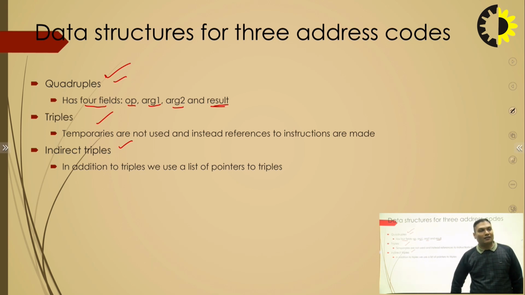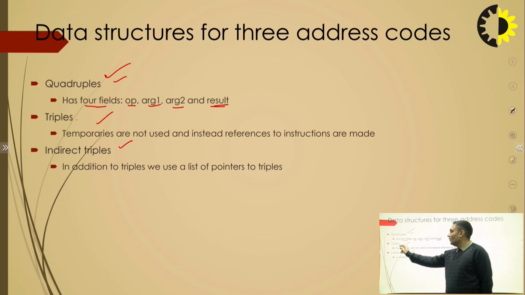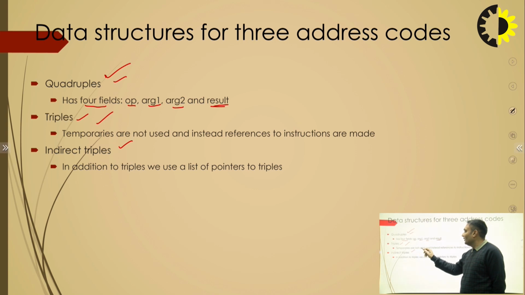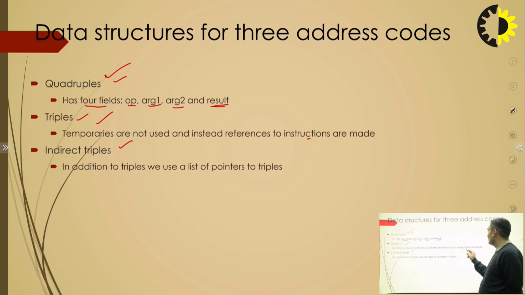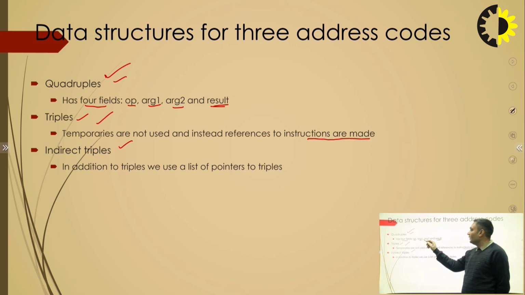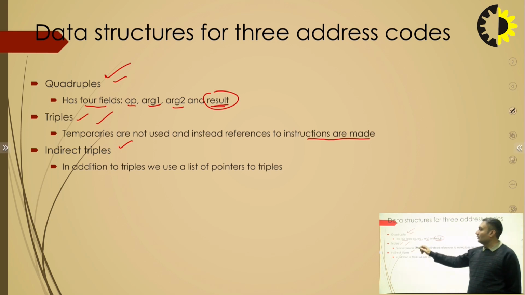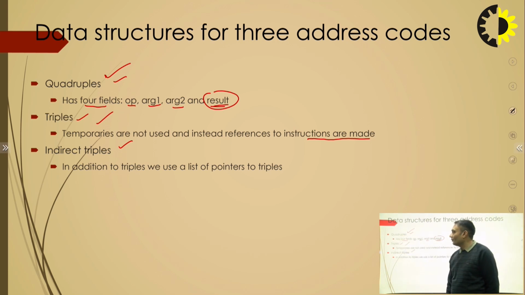If I am writing 3 address code using a data structure, then that type of data structure is called a triple. There is one thing missing in this triple: temporary values are used, and instead references to the instructions are made, and there is no result field in this triple. So this is the difference between quadruple and triple.